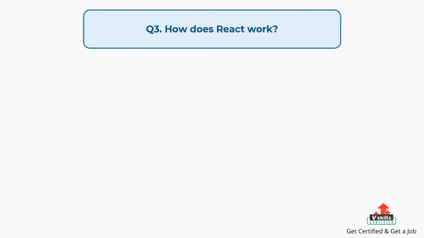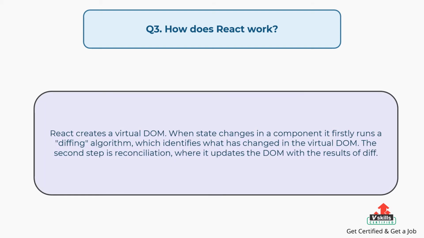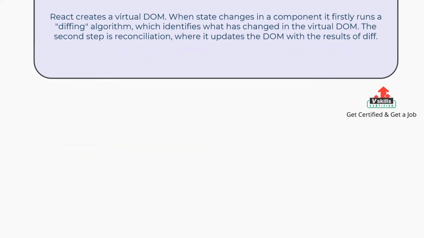Question number 3. How does React work? The answer is React creates a virtual DOM. When state changes in a component, it firstly runs a diffing algorithm, which identifies what has changed in the virtual DOM. The second step is reconciliation, where it updates the DOM with the results of diff.